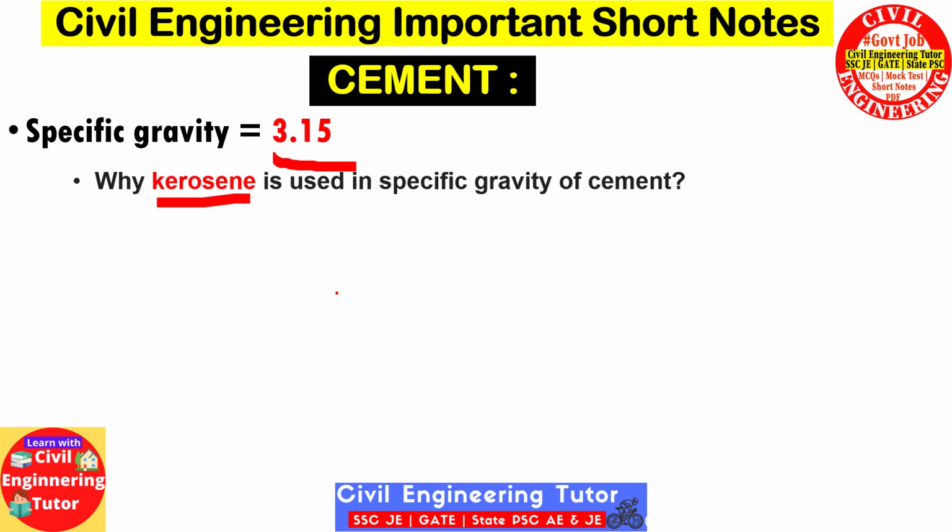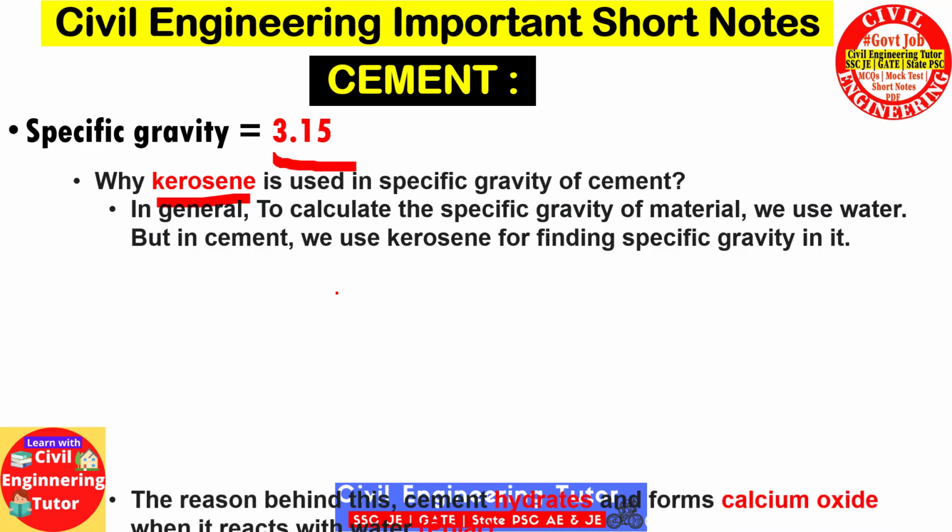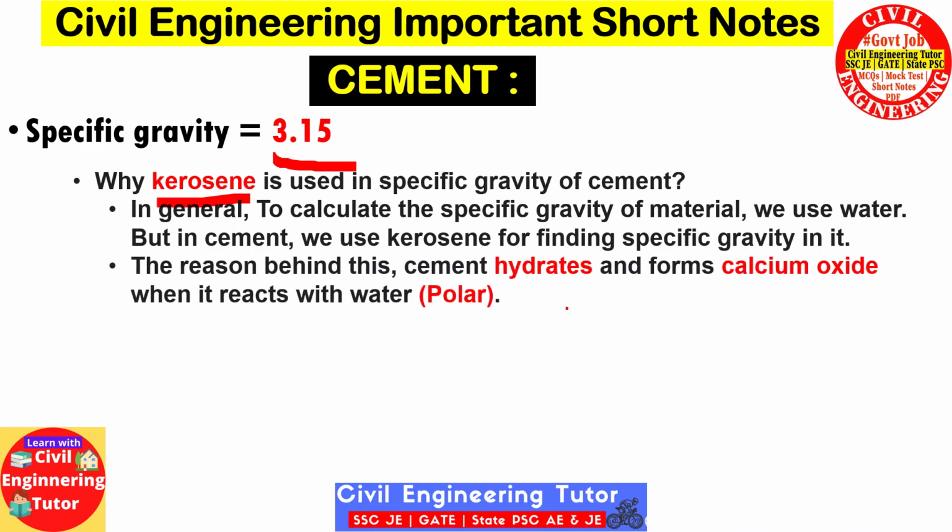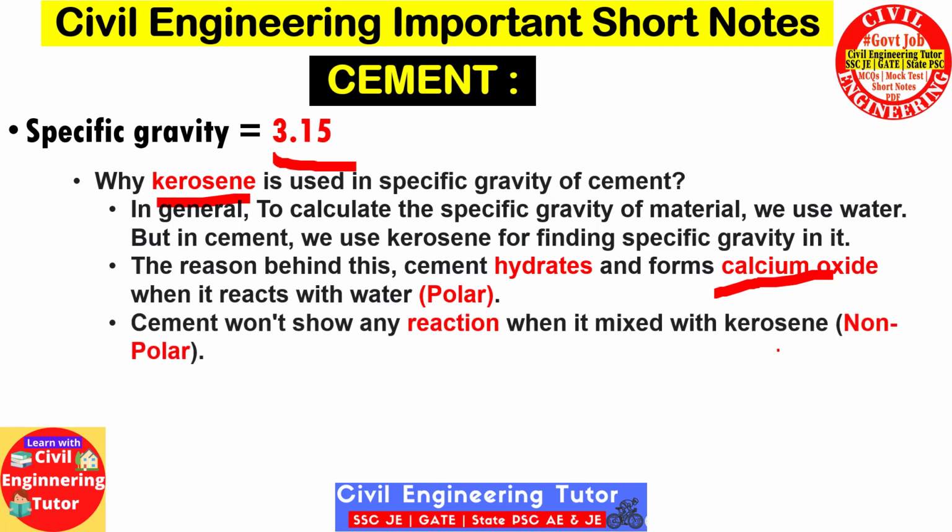Now, what is the reason behind this? The reason is, as water is a polar substance, it reacts with cement, and the reaction is known as hydration of cement, and it forms calcium oxide. But as kerosene is a non-polar substance, that means it doesn't react with cement. So that's why we use kerosene in the specific gravity test of cement. So remember this vital concept, it may be asked in any interview.